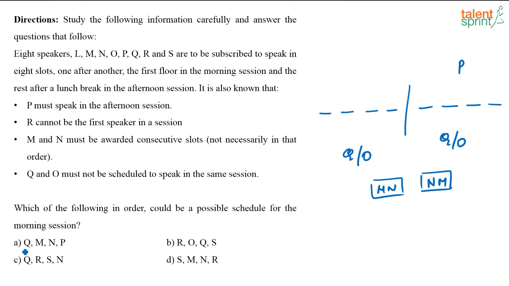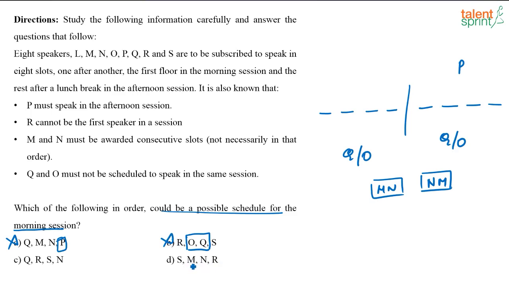Now look at the first option. What is the question? Which of the following could be the possible schedule for the morning session? Now can this be a possible schedule? No, because P cannot be in the morning. P has to be in the afternoon session. So not possible. R, O, Q, S. Again here in the morning session O and Q are coming together. Is that possible? Not possible. O and Q should be, one should be in morning and one should be in afternoon. So this is not possible.